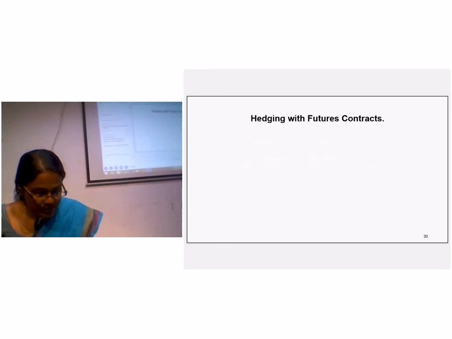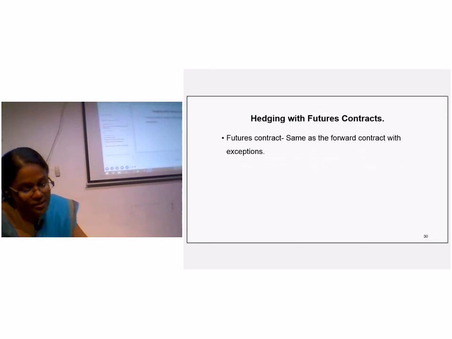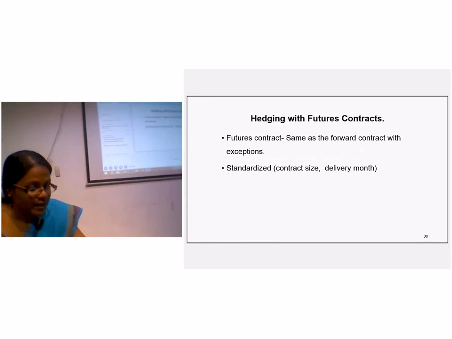Now, a futures contract is the same as a forward contract with some exceptions. That means you agree to deliver some product or some amount of currency at a future date at an agreed rate. But here, there are some differences. These differences between forward and futures are the points you should state if you are asked to distinguish a forward contract from a futures contract.